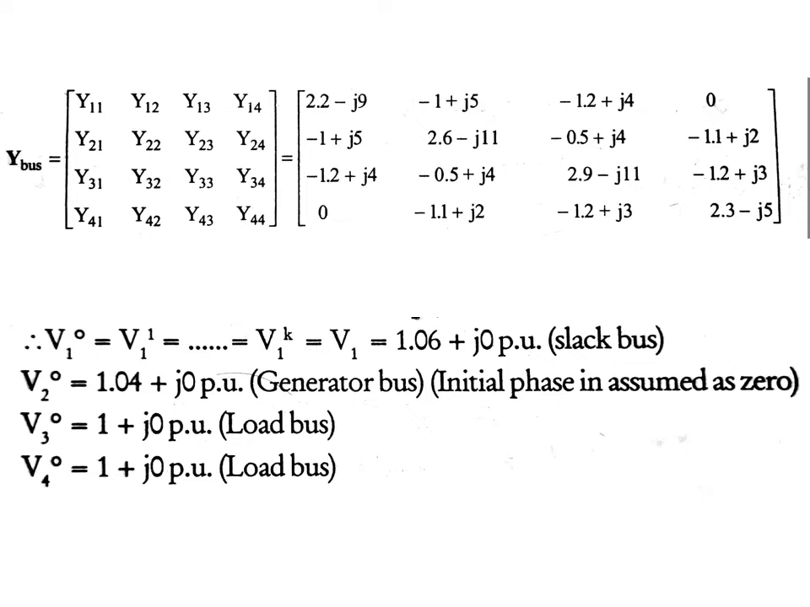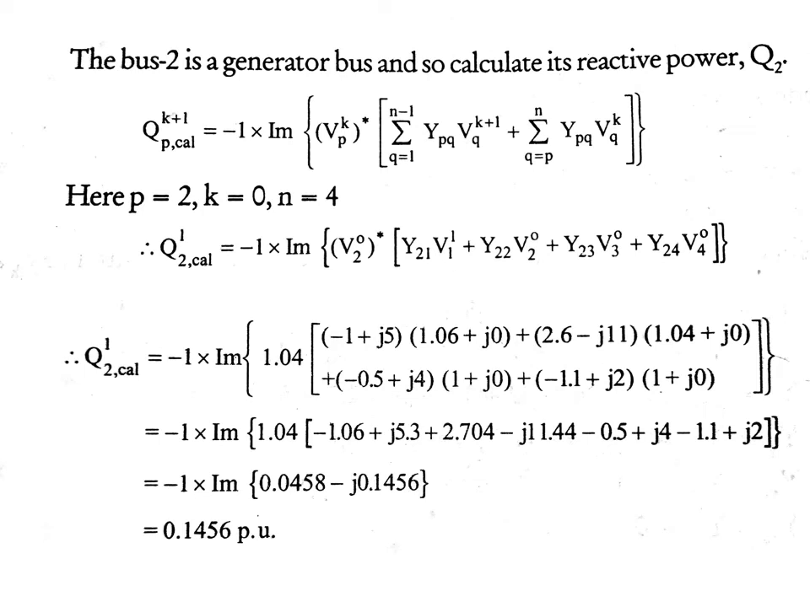In each iteration, the reactive power for the generator bus has to be calculated and checked for violation of the specified limit. Bus 2 is a generator bus, and to calculate its reactive power Q2, we substitute p equal to 2, k equal to 0 and n equal to 4 in the Q equation. Since bus 2 is the generator bus, we substitute p equal to 2, the corresponding bus number. For the first iteration k equals 0, for the second iteration k equals 1, for the third iteration k equals 2, and so on. And n is the total number of buses.